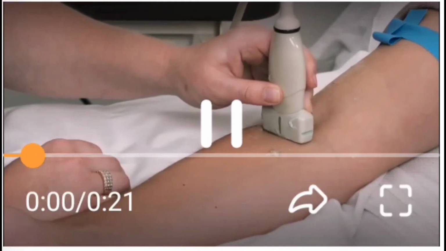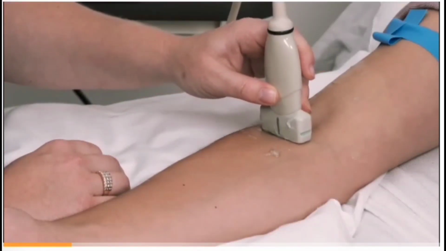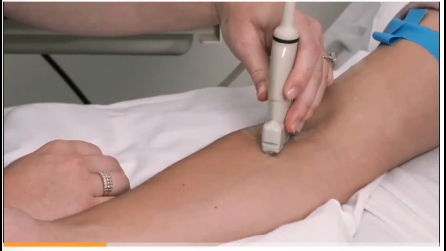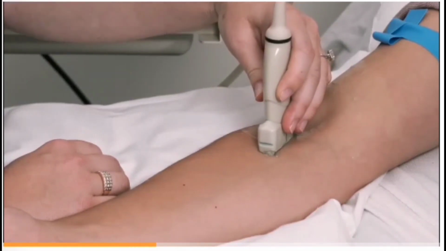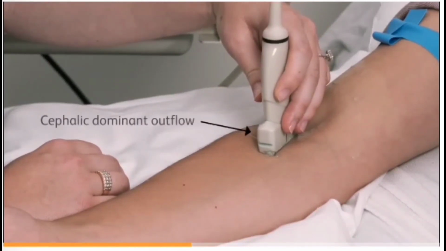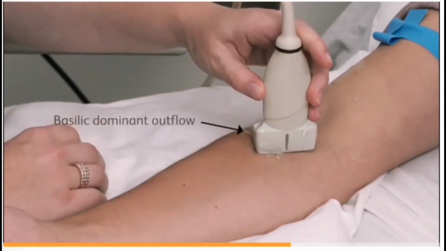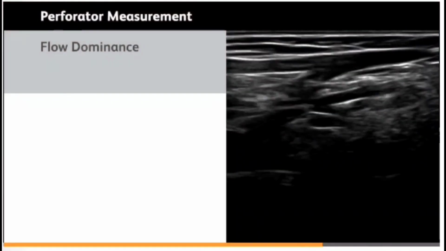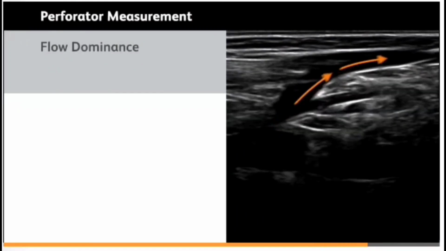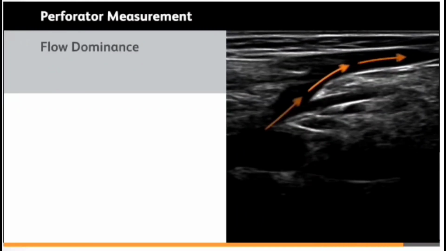At the proximal forearm, where you've identified the perforator, rotate your probe to the long axis to determine if the candidate has a cephalic dominant outflow, as shown here, or a basilic dominant outflow, as shown here. Flow will predominantly travel to the larger outflow vein and in line with the perforator configuration.